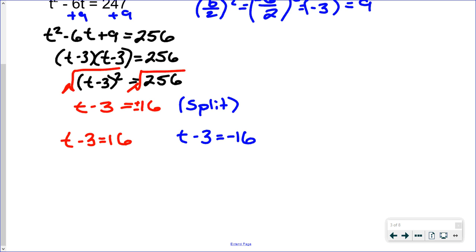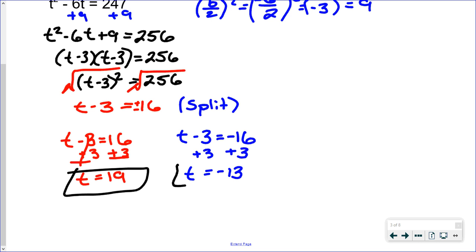And now I'm going to solve these equations. Plus 3, plus 3. So t equals 19. That's one solution. And then plus 3, plus 3, and t equals negative 13. So there's my two solutions. All right, let's keep going.